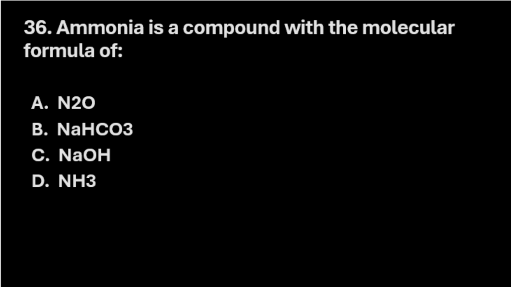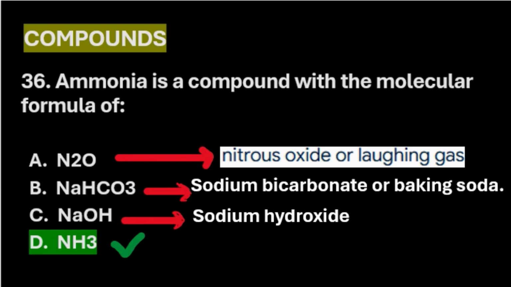Next question. Ammonia is a compound with the molecular formula of option A, N2O, option B, NaHCO3, option C, NaOH, and option D, NH3. The right answer here is option D, NH3. Ammonia is a compound with molecular formula NH3. This is the right answer. Other terms you see, N2O is nitrous oxide, otherwise called laughing gas. NaHCO3 is sodium bicarbonate or baking soda, and NaOH is sodium hydroxide.